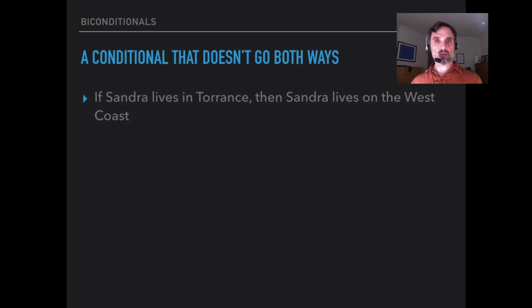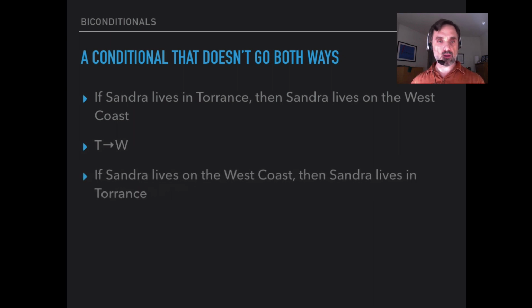So we have if Sandra lives in Torrance, then Sandra lives on the west coast. This is true. We can symbolize it as if T then W. This conditional, if Sandra lives on the west coast, then Sandra lives in Torrance, is not true. We can symbolize it as if W then T. Right? If she lives in Torrance, then yeah, she lives on the west coast, but there are lots of places you could live on the west coast besides in Torrance, and so that looks false.